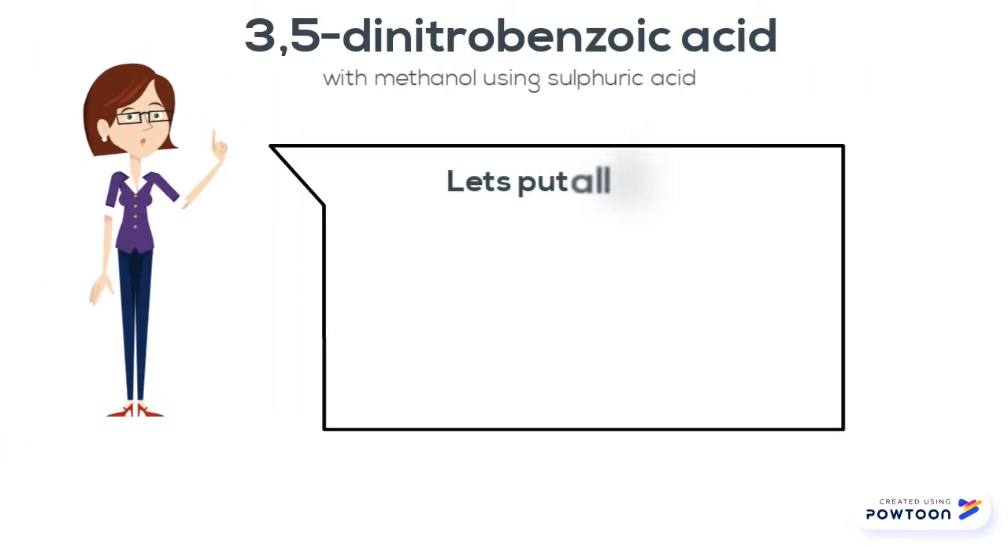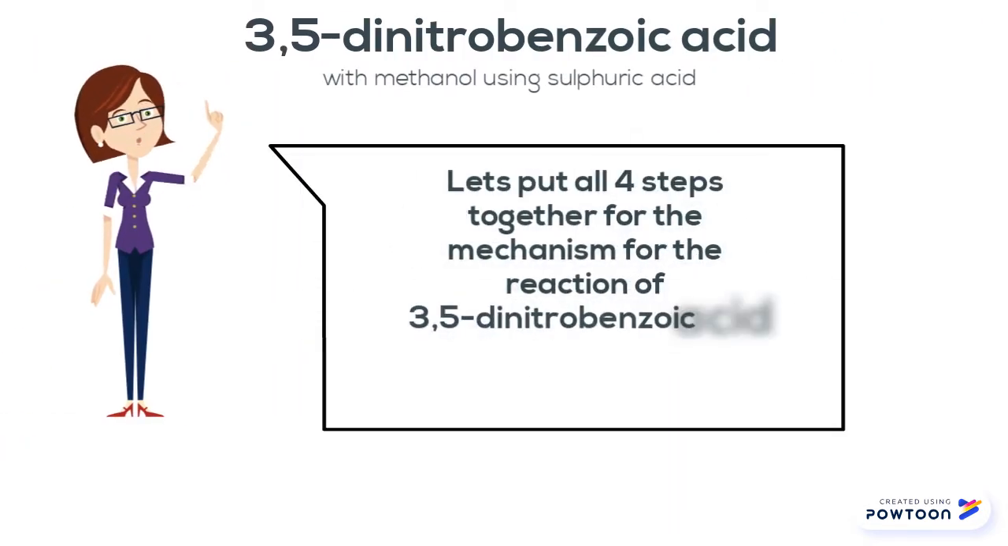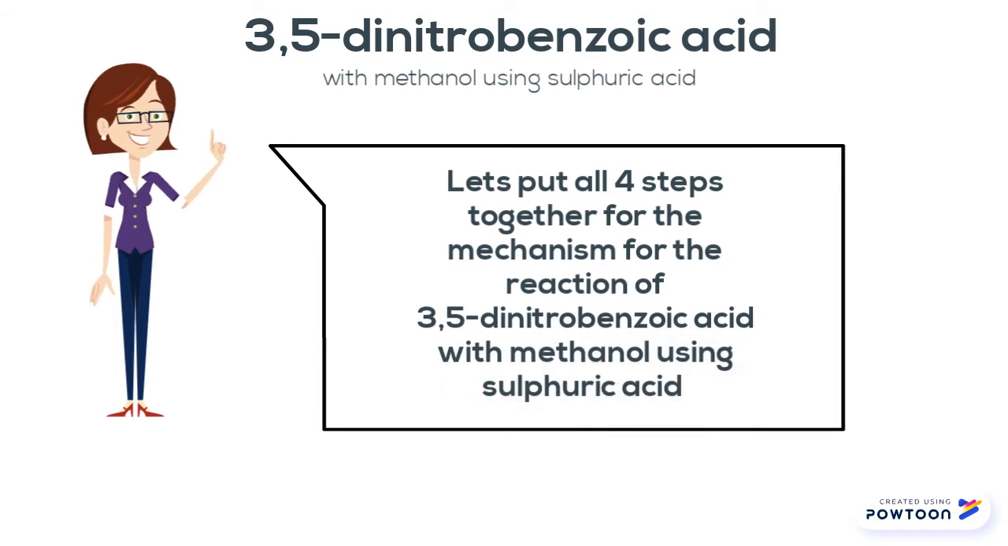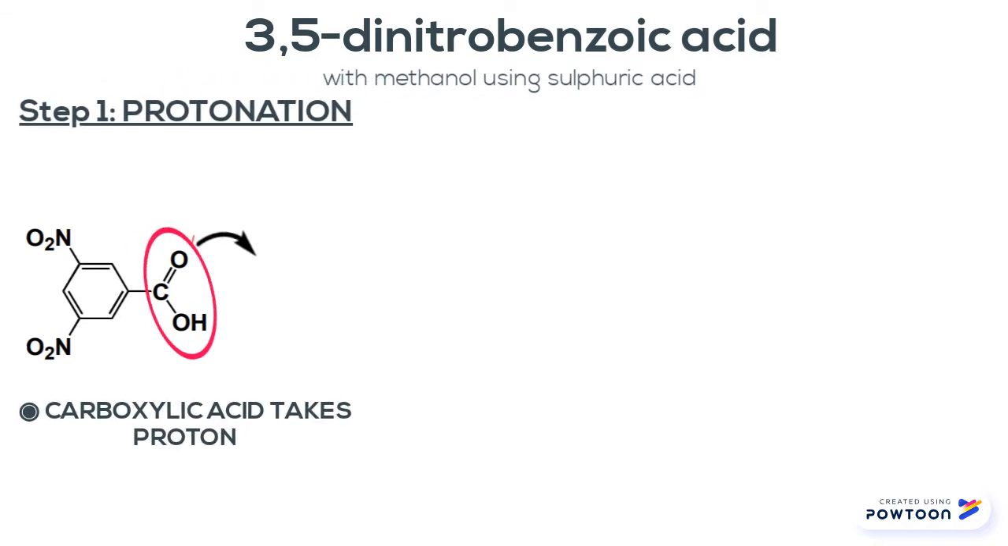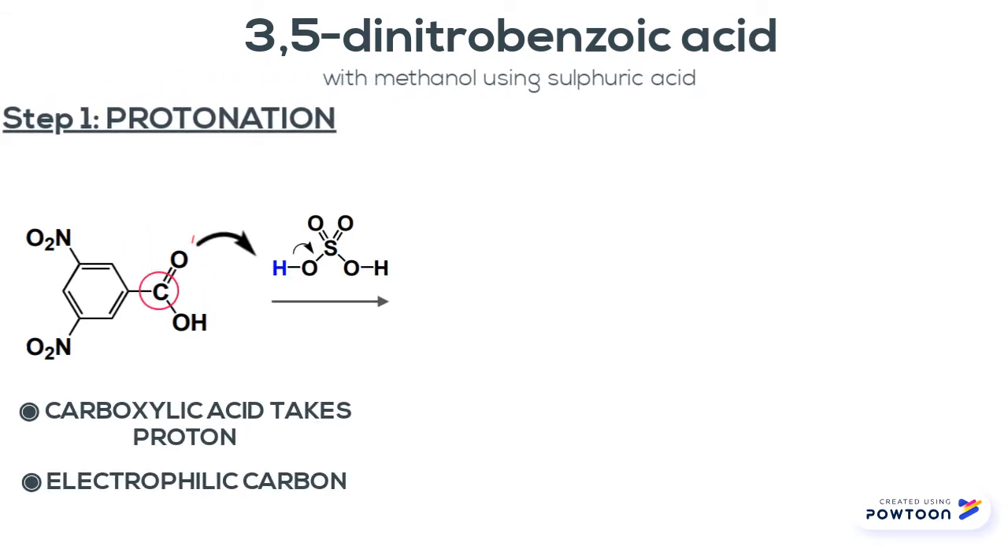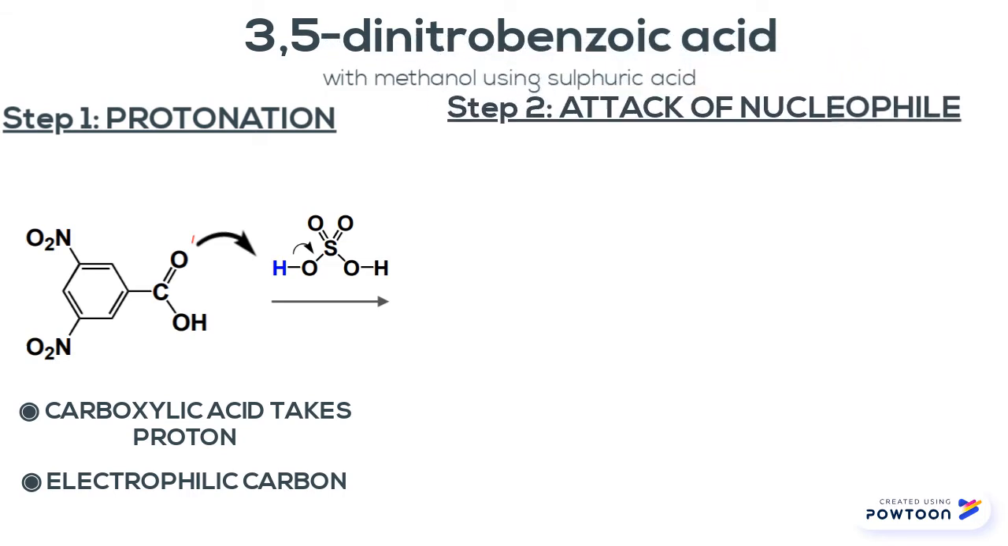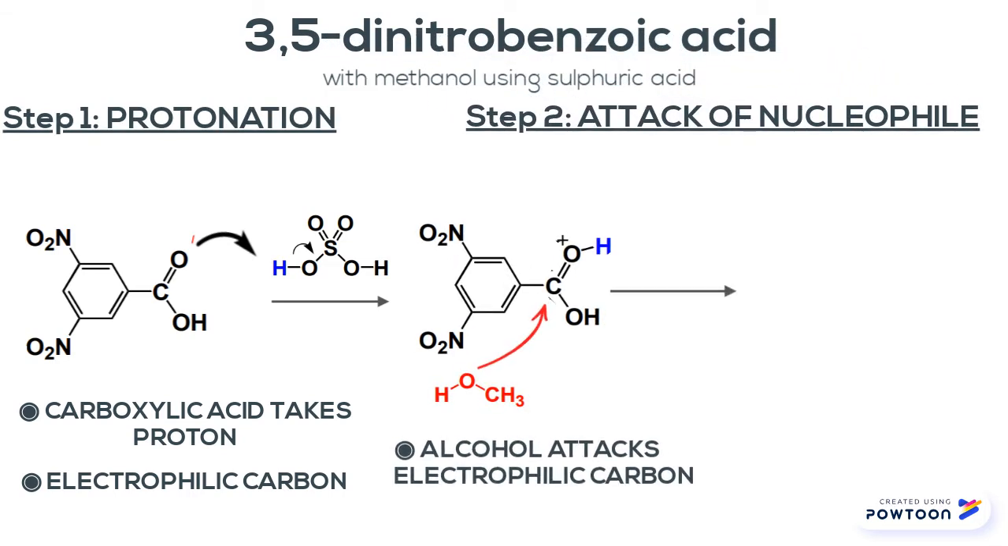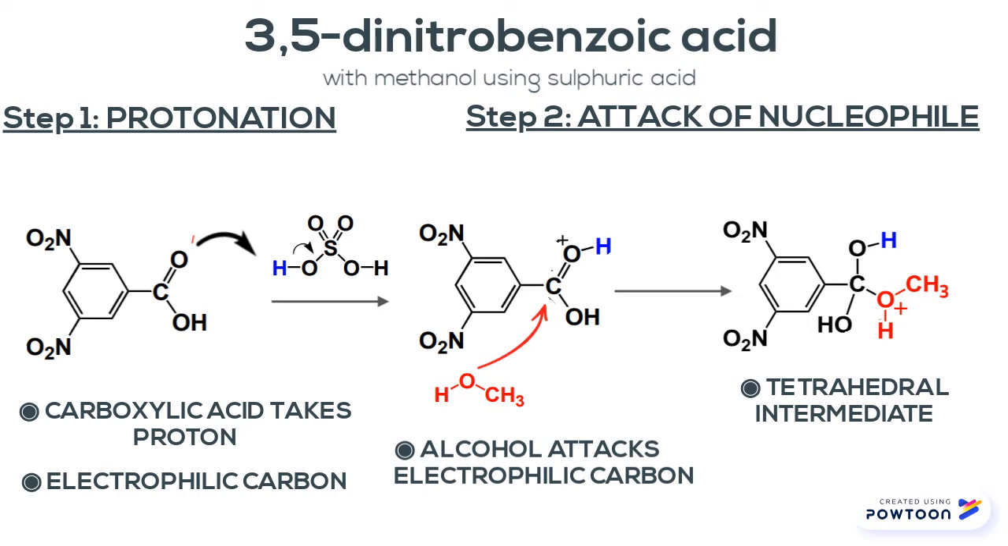Let's put all 4 steps together for the mechanism for the reaction of 3,5-dinitrobenzoic acid with methanol using sulfuric acid. Step 1, protonation. Carboxylic acid takes a proton from the catalyst, forming an electrophilic carbon. Step 2, attack of the nucleophile. Alcohol attacks the electrophilic carbon to form a tetrahedral intermediate.